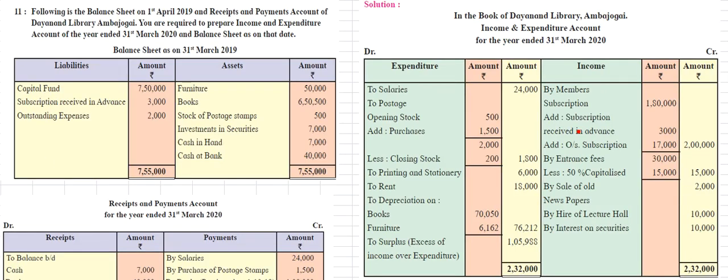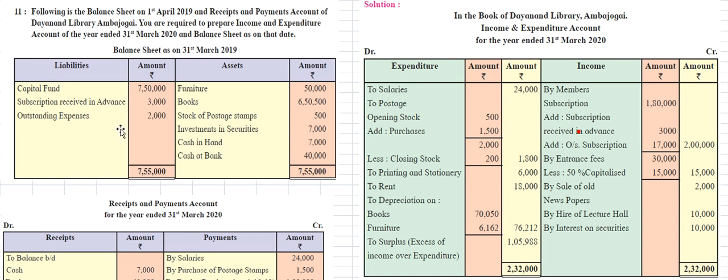In the 11th problem, following the balance sheet at 1st April 2019 and the receipts and payment account of Dayanand Library, you are required to prepare the income and expenditure account for the year ended 31st March 2020.